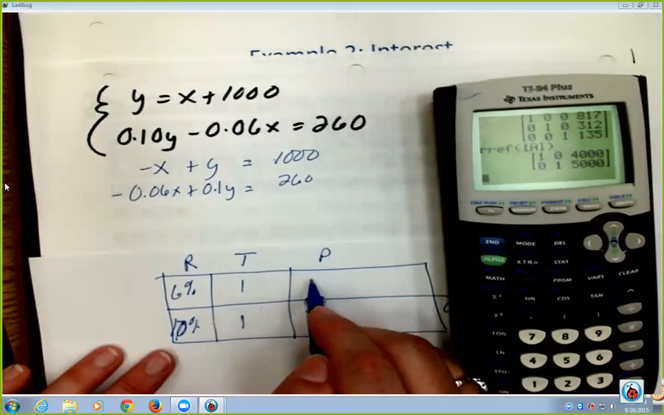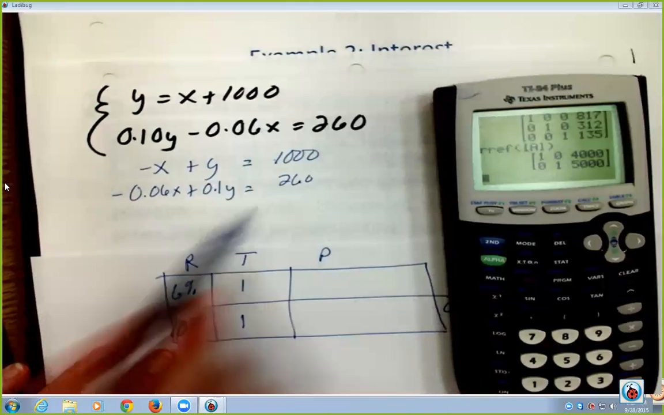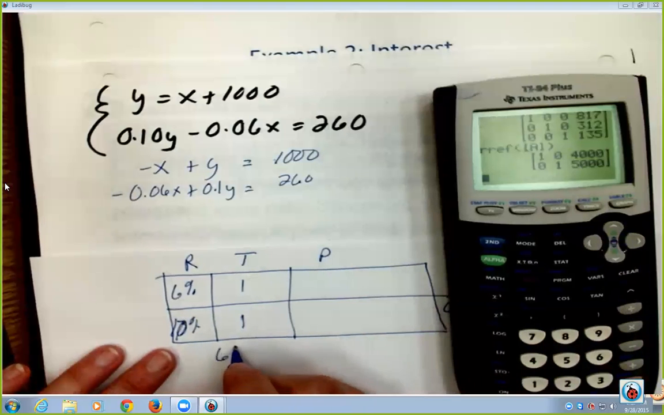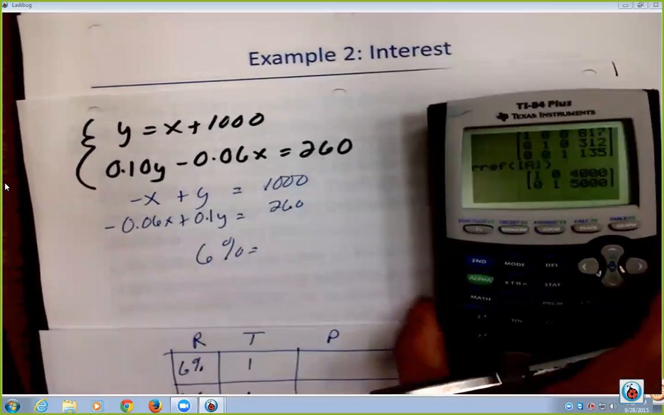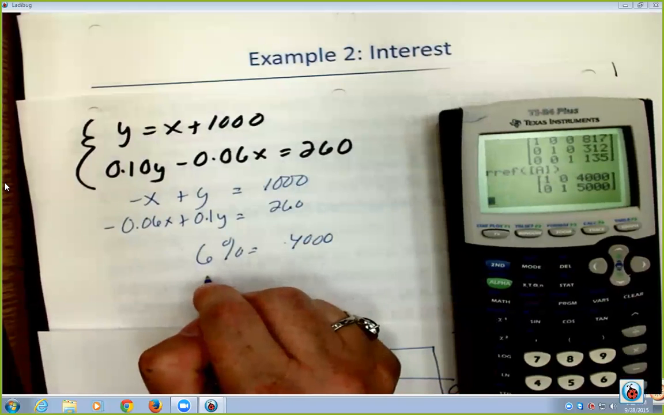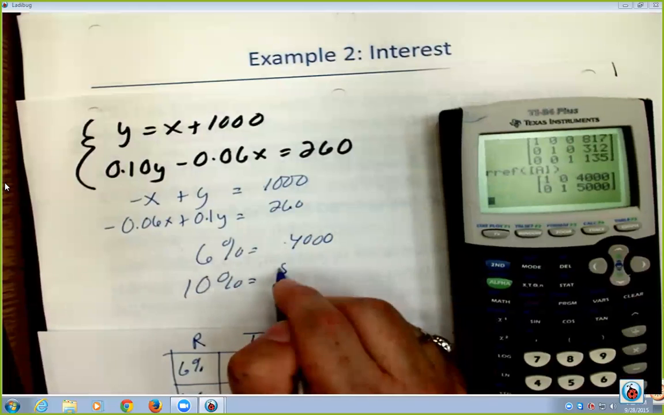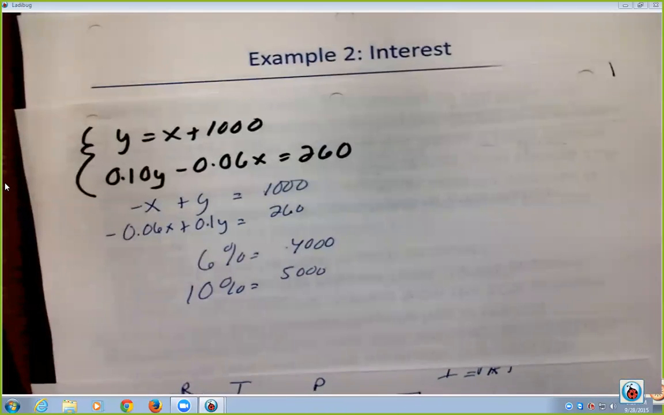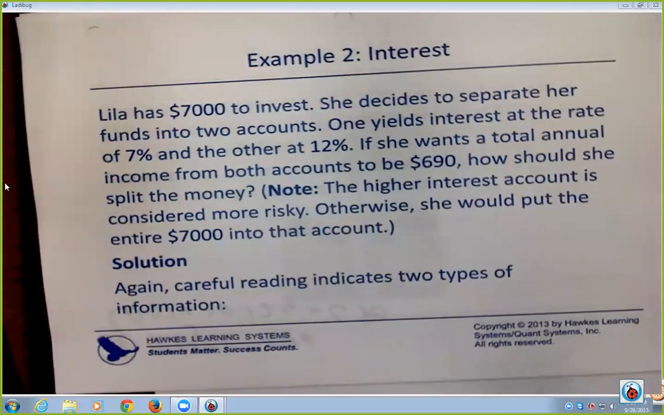So his principal in the first one, and pay attention to this because it will ask you for the 6% account and the 10% account. So in the 6%, he has $4,000. And in the 10%, he has $5,000. So that would be his interest rates that he would have involved in that one. Okay, we'll get that out of here.